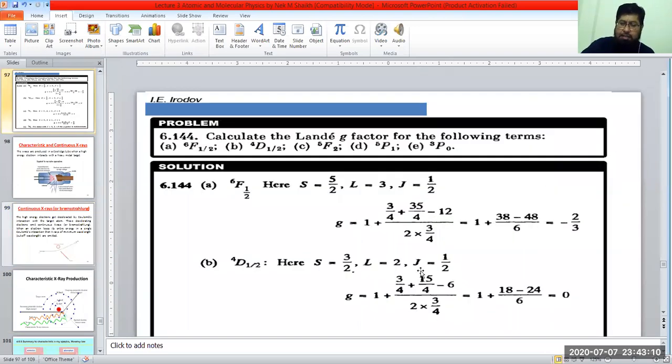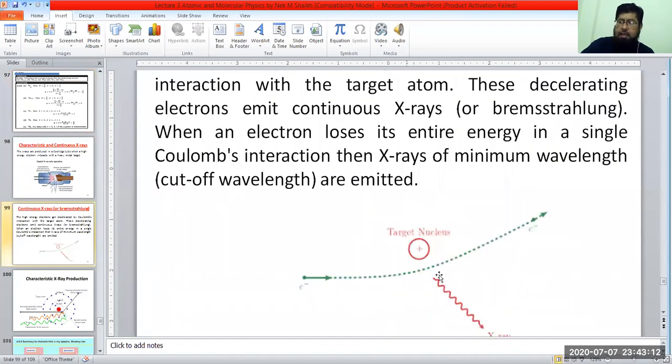We call it continuous X-rays. Or this is also known as Bremsstrahlung X-rays.